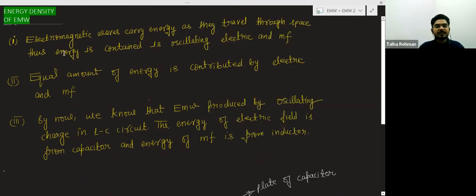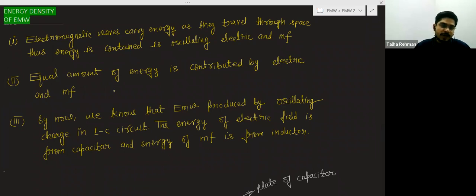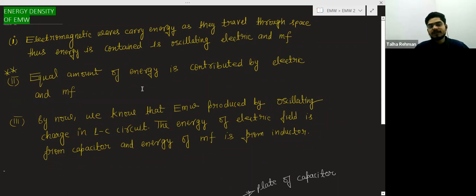So basically, energy density of an electromagnetic wave. Electromagnetic waves carry energy as they travel through space. Thus, energy is contained in the oscillating electric and magnetic fields. Equal amount of energy is contributed by the electric and the magnetic field. This thing I will prove later. Equal amount of energy is contributed by the electric field and the magnetic field in an electromagnetic wave.